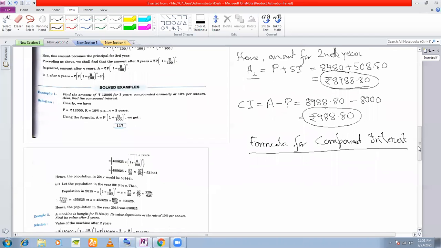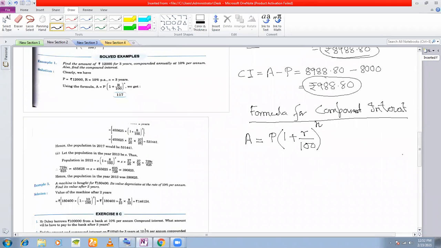Okay, formula for compound interest. Now remember that in case of simple interest, we were calculating the interest directly. In case of compound interest, when the principal, rate and time are given, then in the formula for compound interest we directly calculate the amount from the principal. Amount is equal to principal into 1 plus the rate percent divided by 100 whole to the power of the time in years.